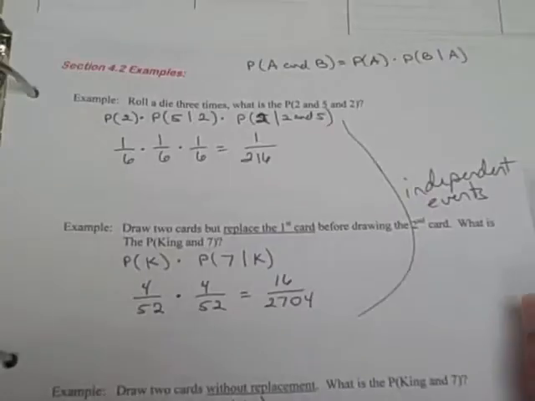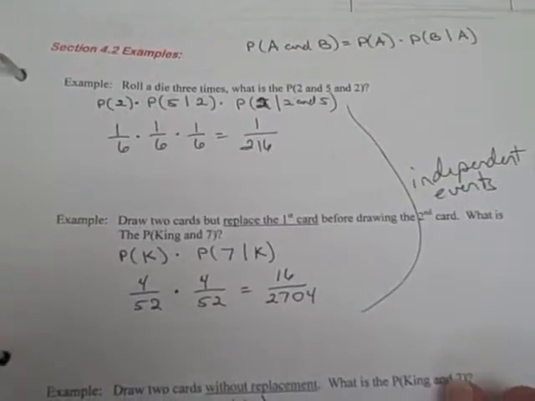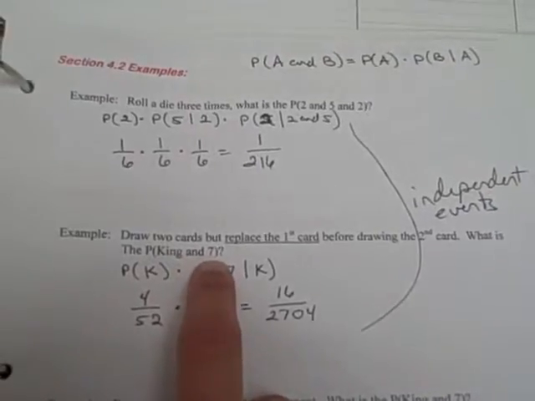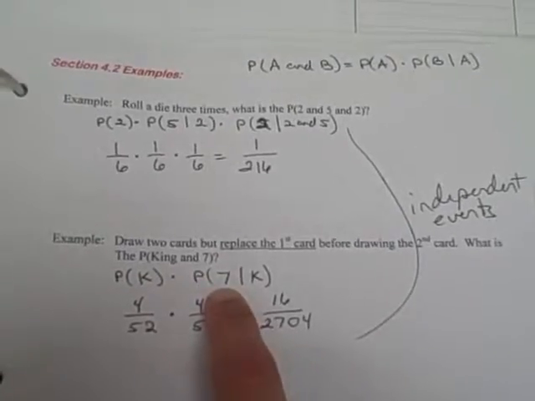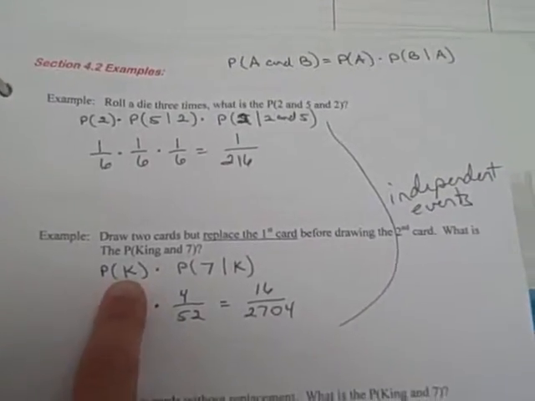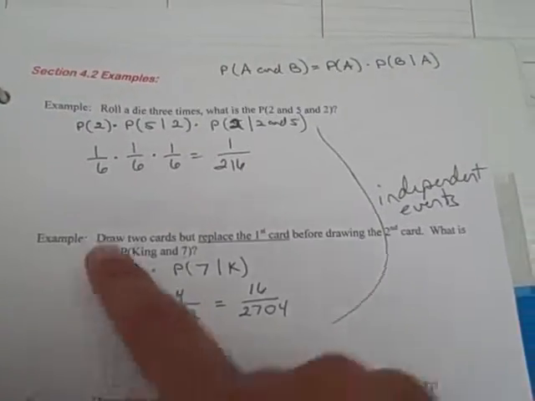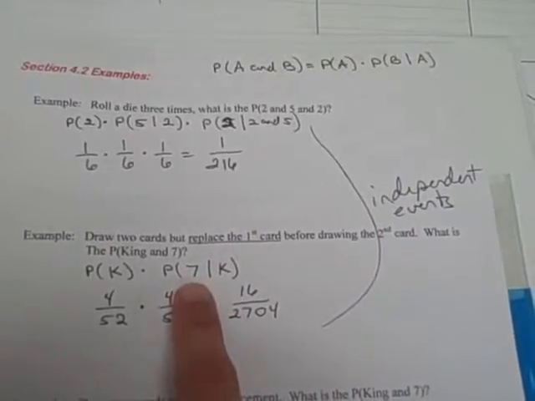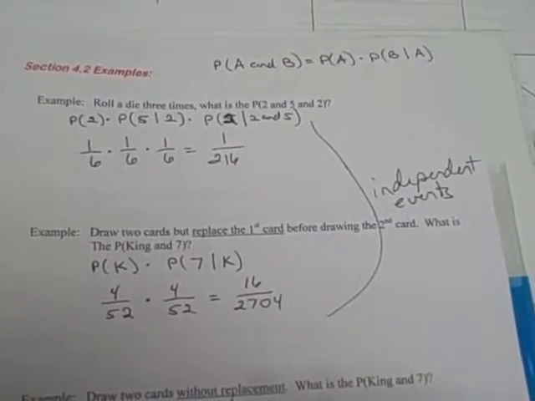Okay? All right, let's draw 2 cards, but we're going to replace the first card before we draw the second card. Okay? So we want the probability of a king and a 7. So the probability of a king times the probability of a 7, assuming we got a king on that first draw. When we go to draw that first card, the probability of getting a king is 4 out of 52. Now, we assume we got a king, but we're putting it back in, so it has absolutely no effect on this probability of getting a 7. There's 4 7s out of the 52 cards. Multiply across, we get 16 out of 2,704.